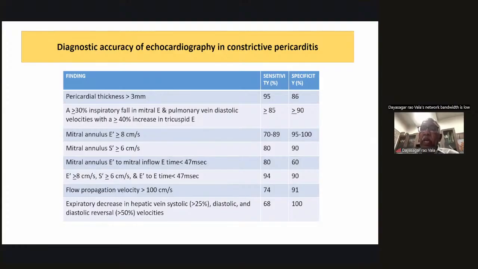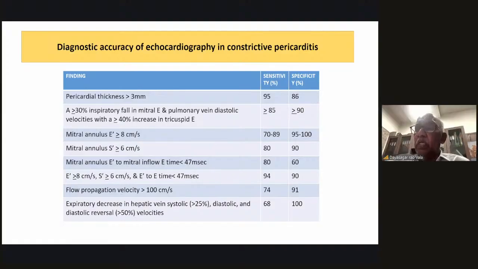A mitral annulus tissue Doppler E prime of more than 8 centimeters per second really rules out restrictive cardiomyopathy, and it is more in favor of constriction. But a mitral annulus E prime less than 6 centimeters per second with an S wave, that is the systolic wave, more than 6 centimeters per second, which means preserved muscle function, is common in patients with constriction and very rare in patients with restrictive cardiomyopathy. So how do we integrate all the data into one? Can I have the next slide?